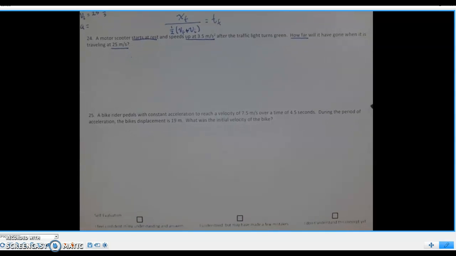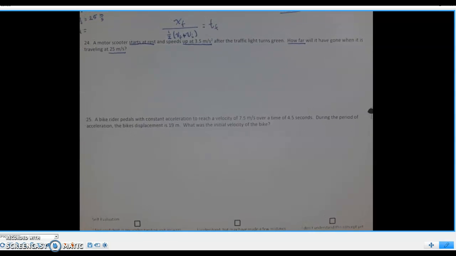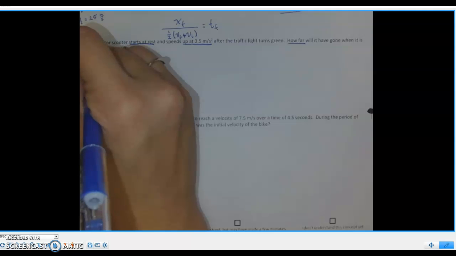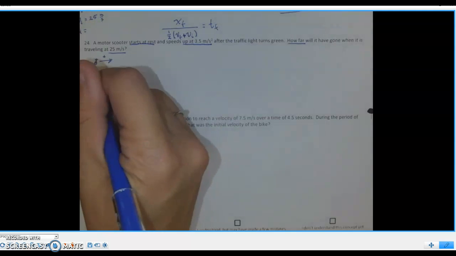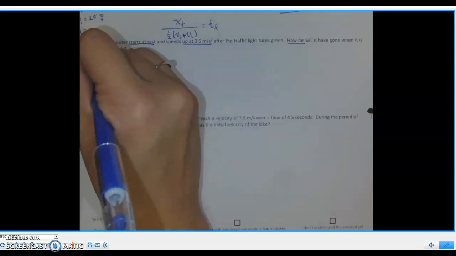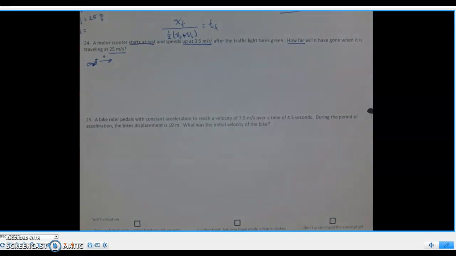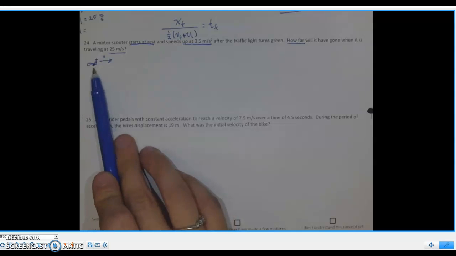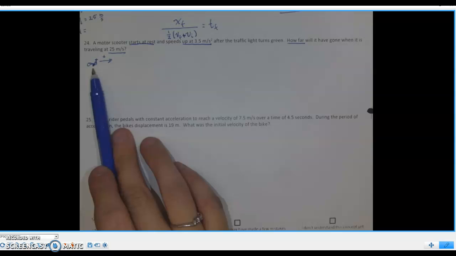All right, so I'm going to have a scooter, and it's going to be speeding up. I'll say it's going to go into the positive direction. I'll call that positive direction. And where it's starting on this journey at rest, I'm going to call that the origin.